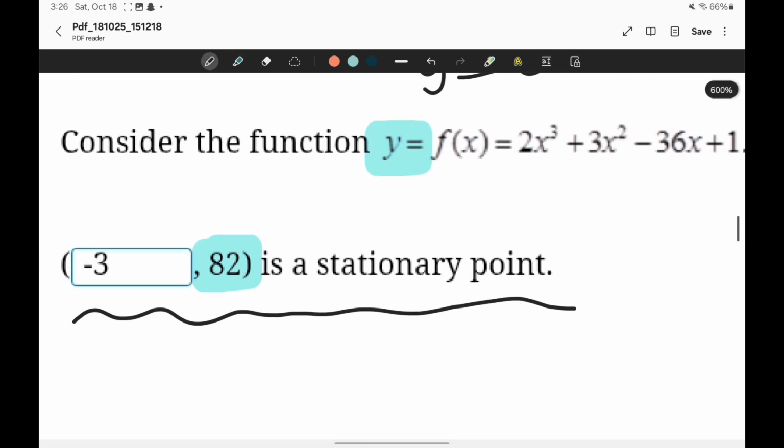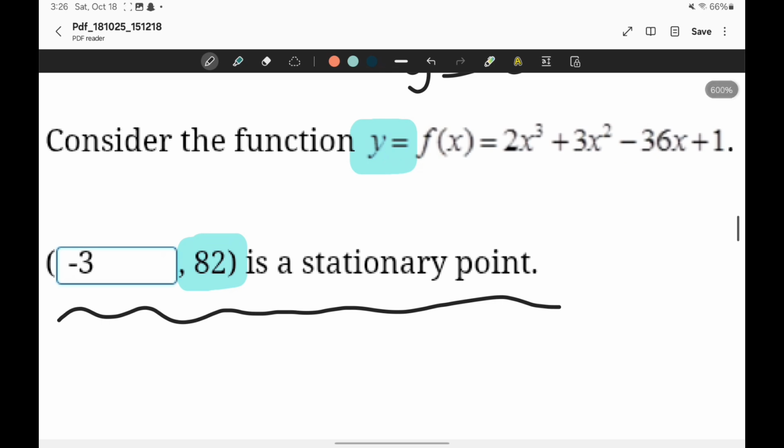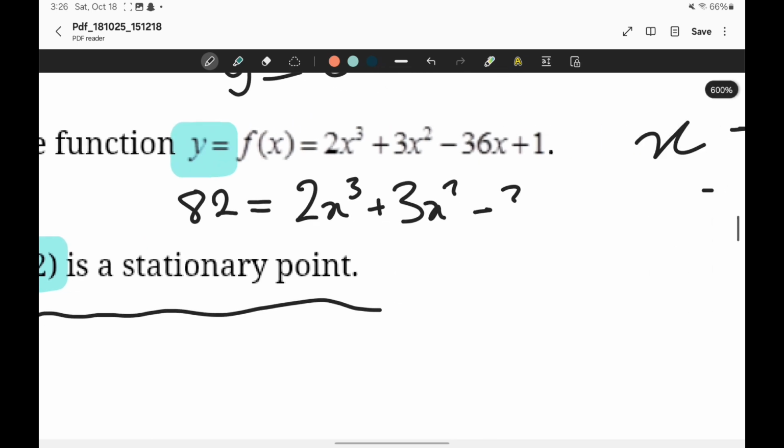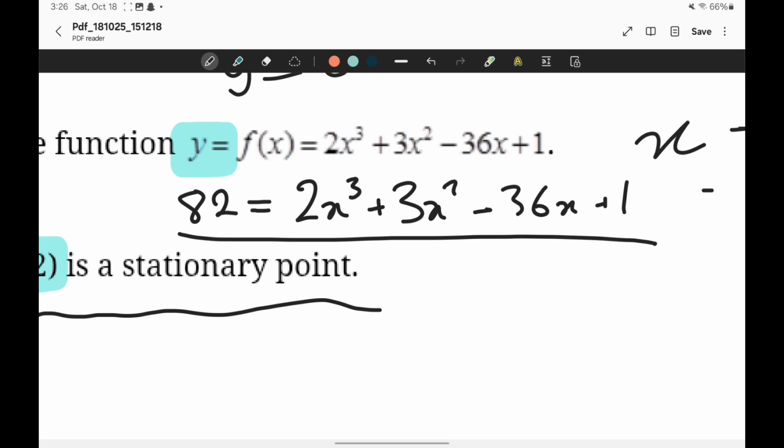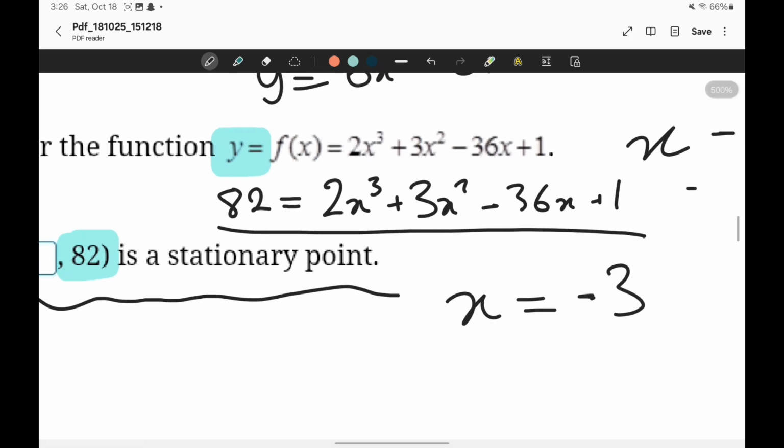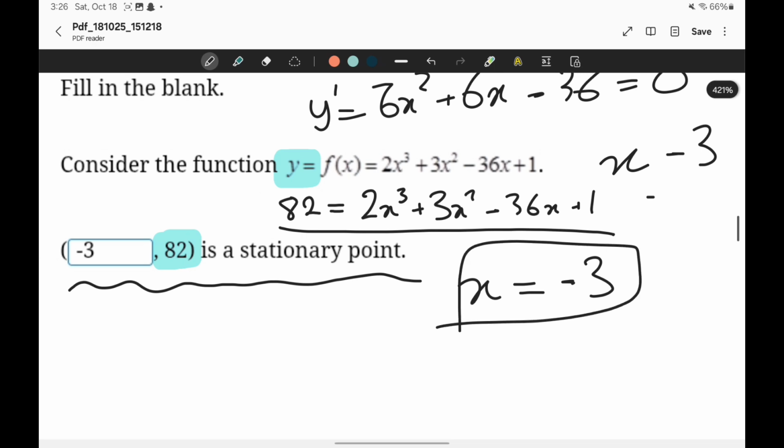So instead what we could do is just substitute. So we could write 82 equals 2x cubed plus 3x squared minus 36x plus 1. You could shift solve this equation and you'll get x is minus 3, and this is the answer that they want, minus 3.